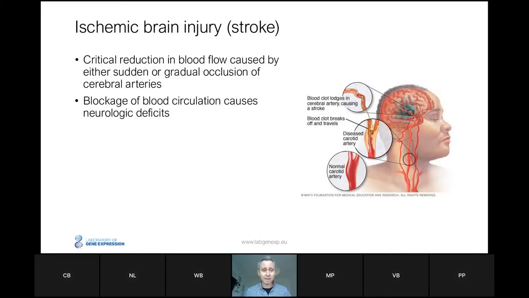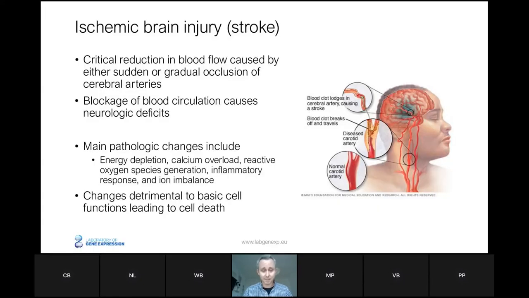Ischemic brain injury is basically a critical reduction of blood flow into the brain, and its blockage causes a very severe neurological deficit. On the molecular level, these pathological changes include energy depletion, calcium overload, a massive inflammatory response, and many other processes. All these changes are detrimental to basic cell functions and ultimately lead to cell death.